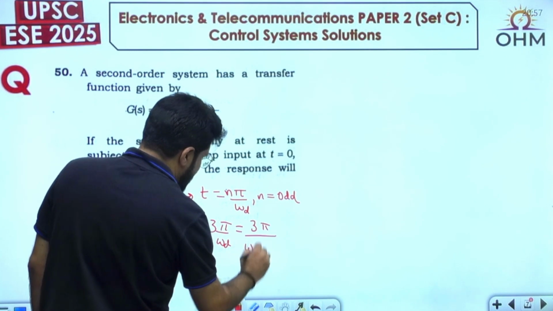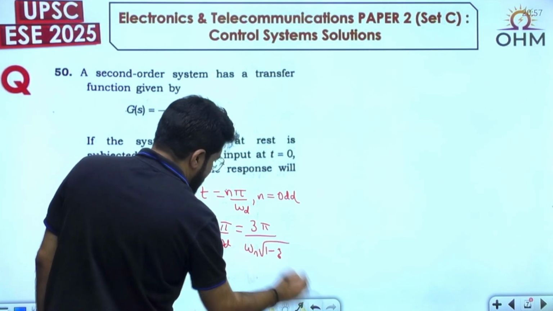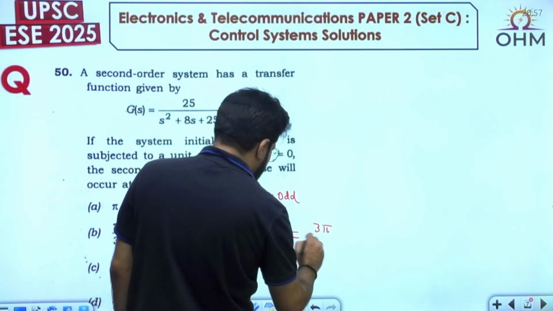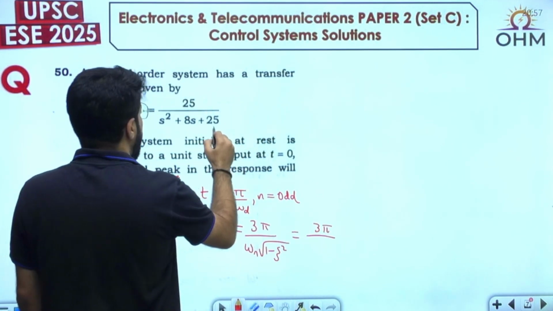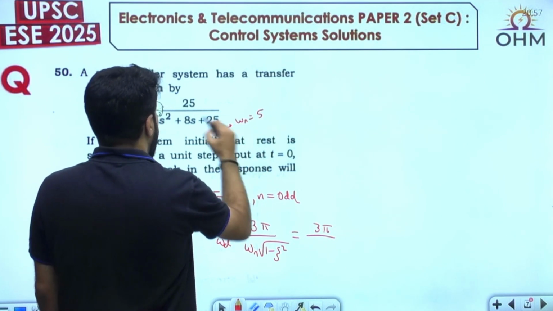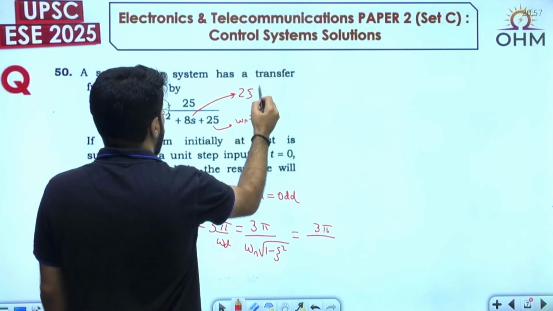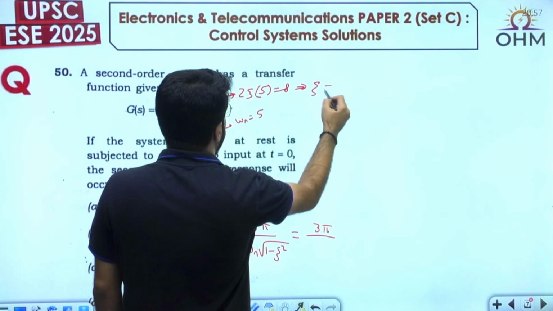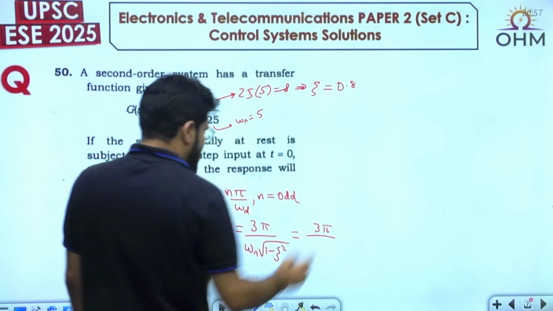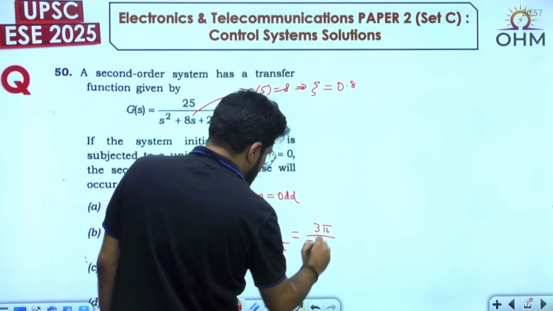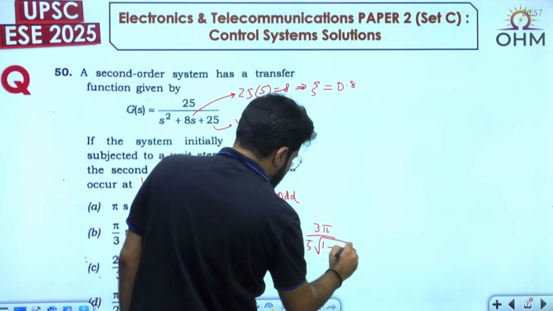Omega d is given by the formula omega n under root of 1 minus zeta square. So this becomes 3 pi upon omega n. So what is omega n? Omega n square is 25, so omega n would be 5. And then this factor 2 zeta omega n, with omega n 5, is 8. So how much is the zeta? 8 by 10, that is 0.8. So omega n is 5 under root of 1 minus 0.8 square.